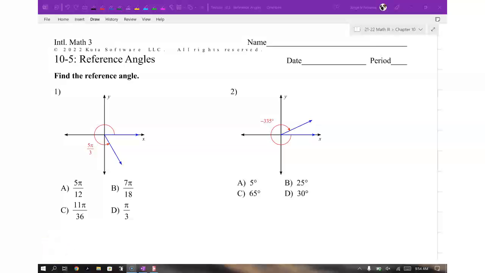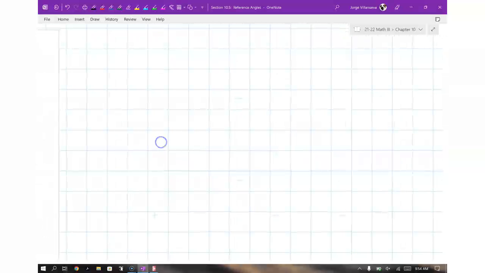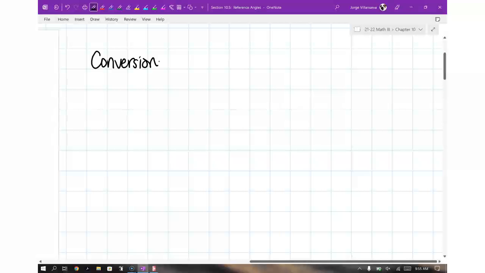All right, so section 10.5, reference angles. Let's go over some basics before we actually go into some of these problems. So the basics are, first off, let's talk about conversion. I'm going to want you guys to convert everything to degrees. If it's already in degrees, then great. But if it's not, I'm going to tell you to convert it because a lot of times it's a lot easier to do.